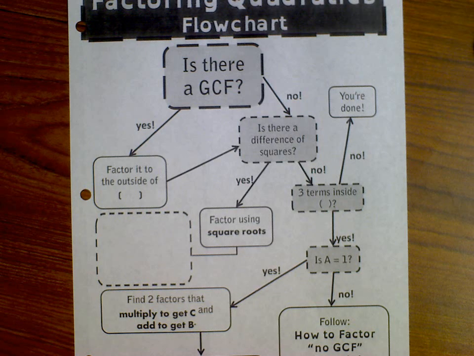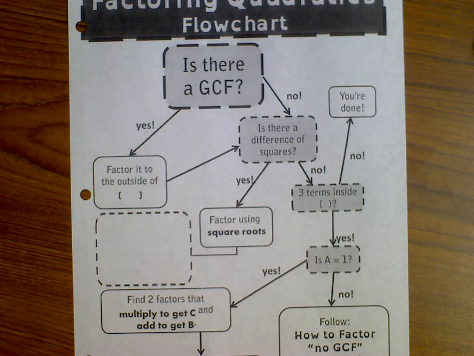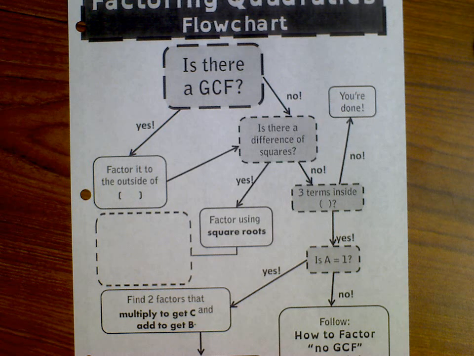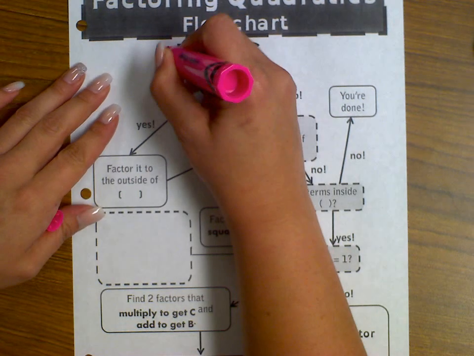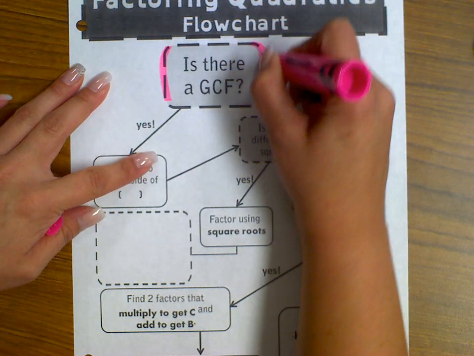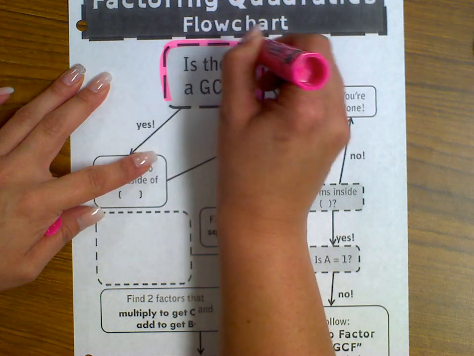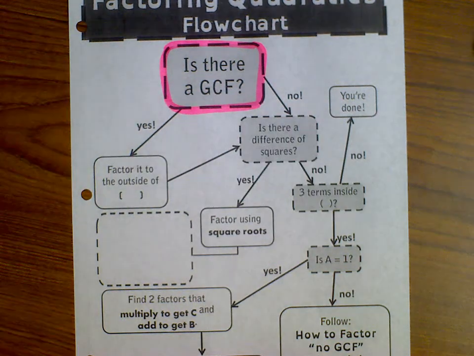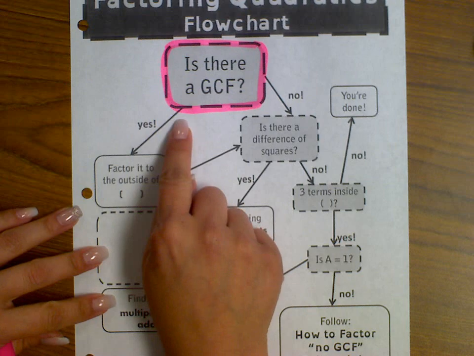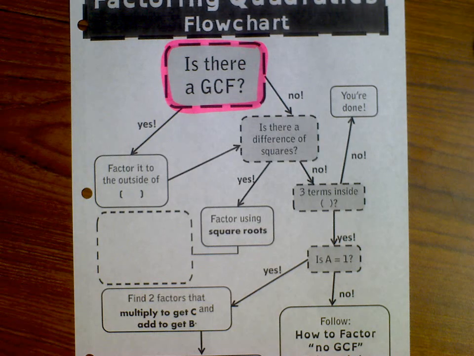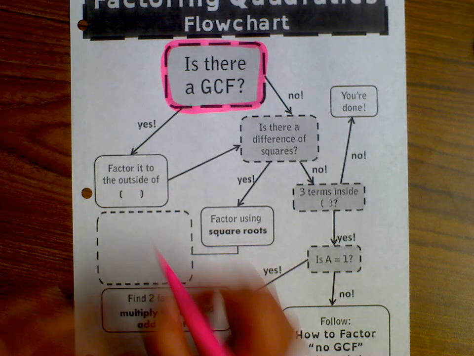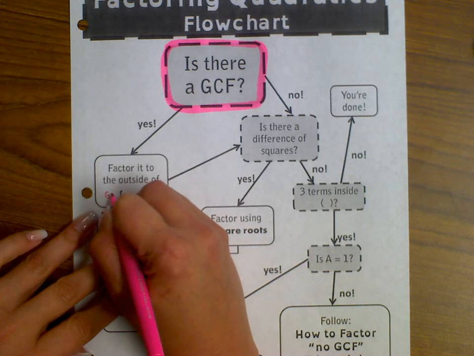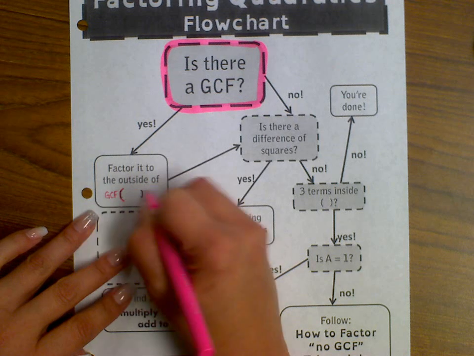All right. So, if you recall on page 34, what was the first step? GCF. Forever and always, you need to try and look for a GCF. All right? Now, sometimes there are GCFs. If there is, I want you to factor it and put it outside of the parentheses.